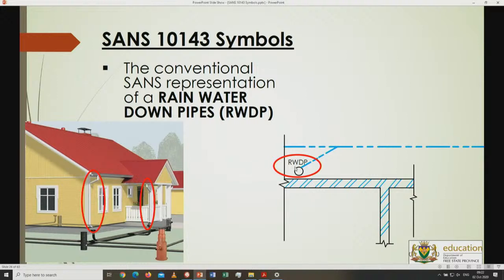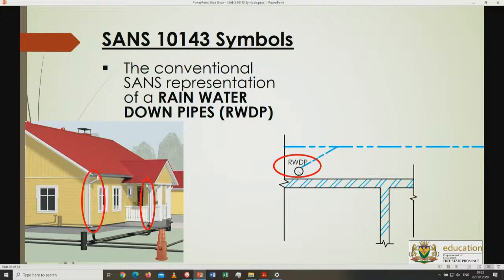Then for rainwater downpipes, in Afrikaans, rainwater afvoerpype, RWAP, so this is what you gaan kry in Afrikaans. In English it will be rainwater downpipes. So in other words, those rainwater downpipes will run down from that point, it's specifically where it points out on the outside of the house, of course.